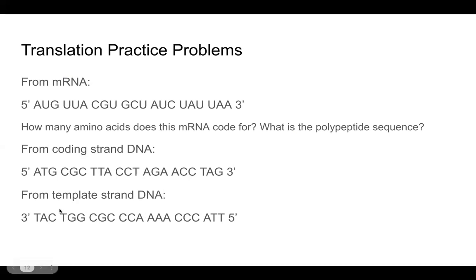In this case, we have 1, 2, 3, 4, 5, 6, 7 codons, but we only have 6 amino acids that the coding strand of DNA actually codes for in a protein. Okay, next question really quickly.